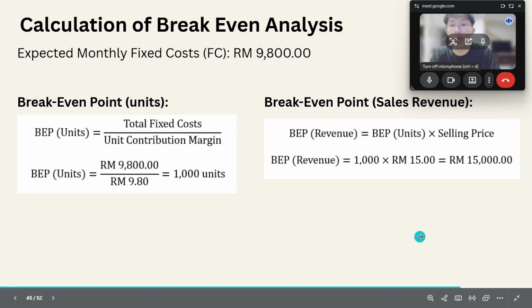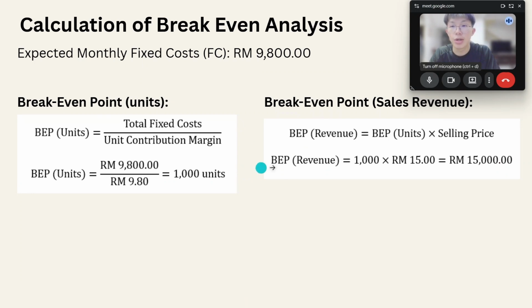Next will be the calculation of the break-even analysis. We have the formula to calculate the break-even point in units, which is the total fixed cost divided by our unit contribution margin. You can see the example here. For the break-even point in sales revenue, we use our BEP in units times the selling price. So you can see 1,000 times 15 ringgit, which gives 15,000 ringgit.